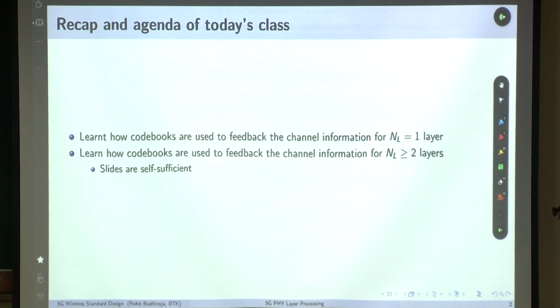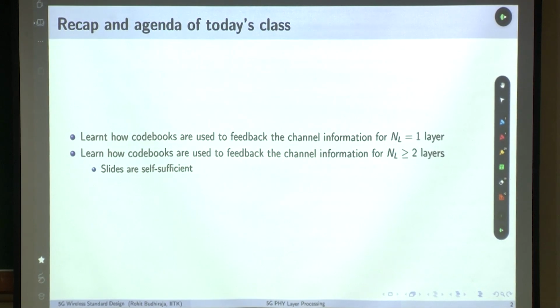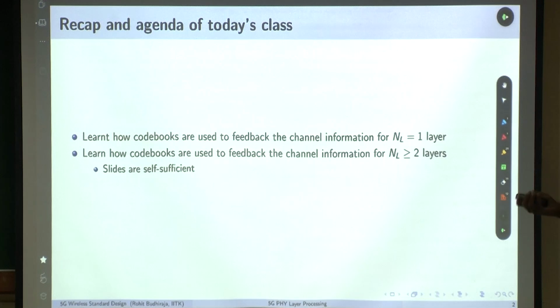We will take an example of NL equal to 2 layers, and then we will see what additional information the UE needs to feed back when the number of layers is greater than 1. How does this happen, and what is the additional information? So we will quickly recap what we learned here, and then we will move on to this aspect.